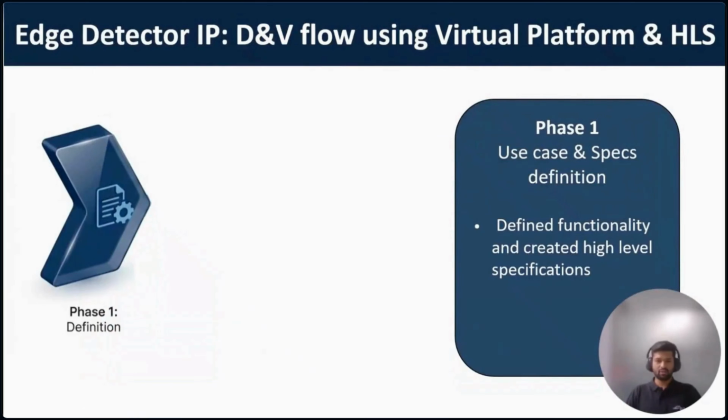Now, let's look at the design and verification flow that we use to develop the edge detector IP, specifically leveraging the TLM model and virtual platforms. This process is broken down into six distinct phases. Phase 1 was establishing the functional specification: what the IP does, what its interface looks like, how it interacts with the SoC memory map. This is the foundation that everything else is built upon.